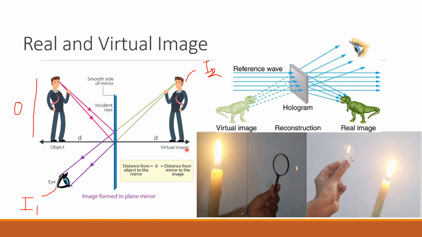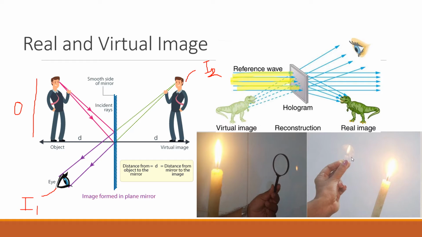Fine. So what actually is a virtual image? Suppose there is an object, like in the sense there is a dinosaur which is somewhere at this point. Now these are your incident rays. The light is coming from the object, and it falls on this lens surface.